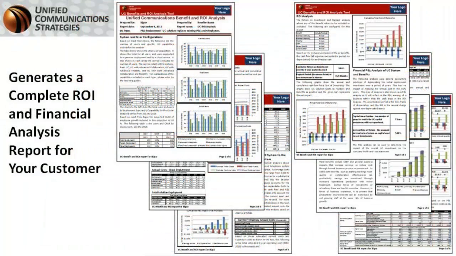The tool automatically generates a 6-page report if you do a PBX replacement, 5 pages for PBX augmentation, that details all the factors of the population and use of UC, the benefits, the costs, the ROI, both cash flow and depreciation financial, and that comparison to the existing solution.